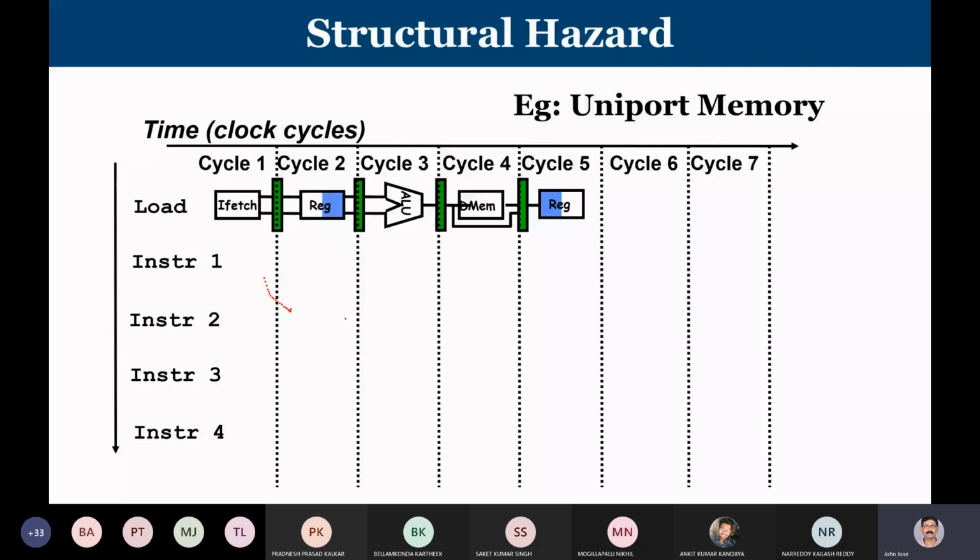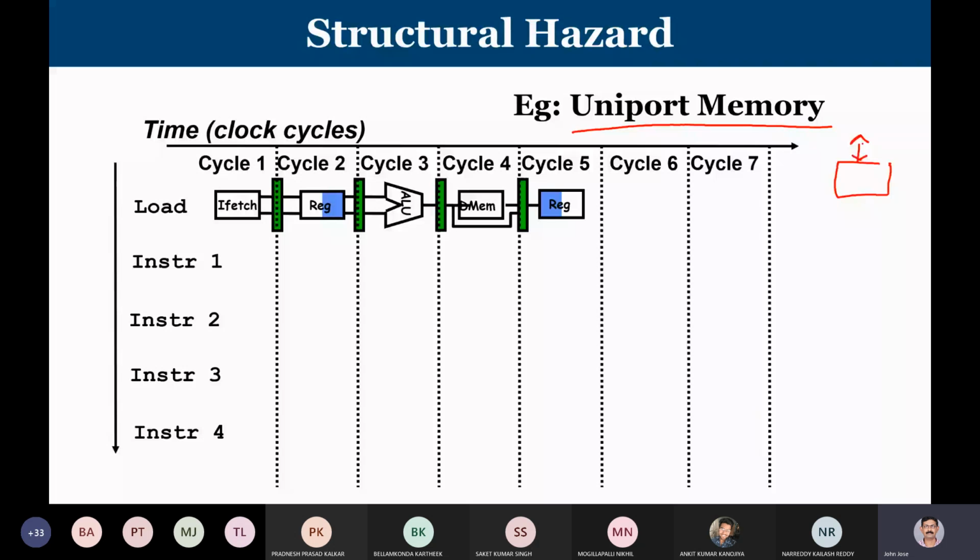Okay. So in structural hazard, consider the case that you have a uniport memory. Uniport memory means accessing memory, I have only one port. So if this is going to be your memory, there is a read and a write port that you have. Any access to memory has to be happening through this. So how do you do it?